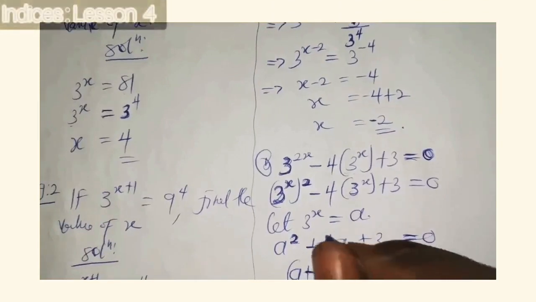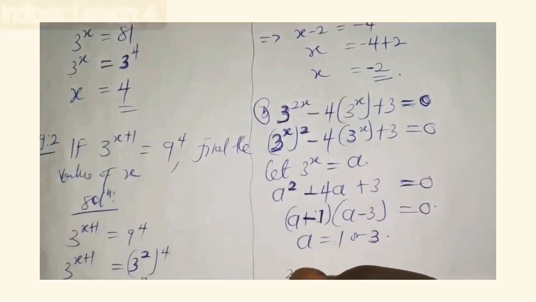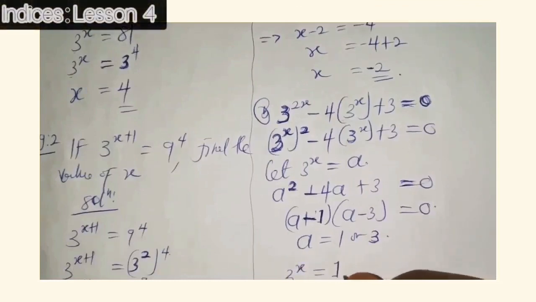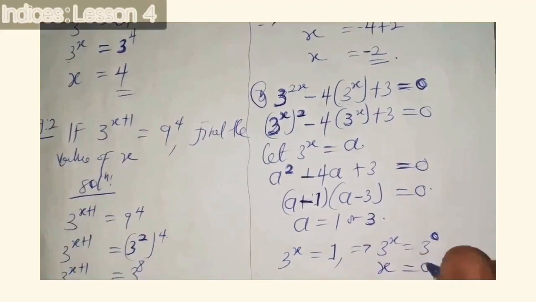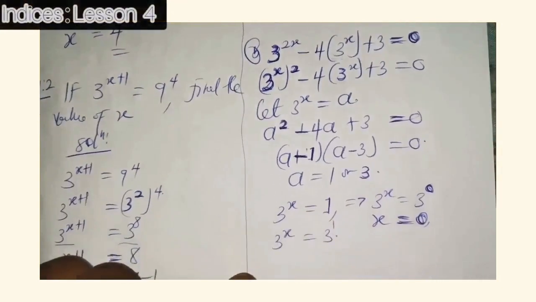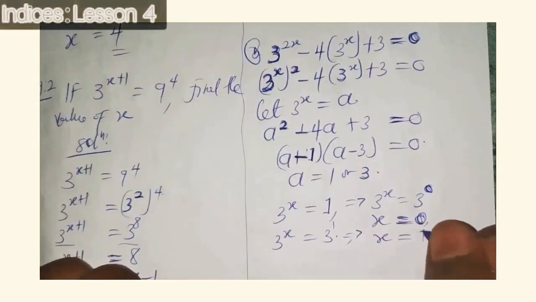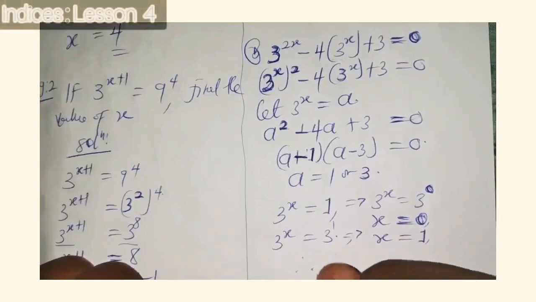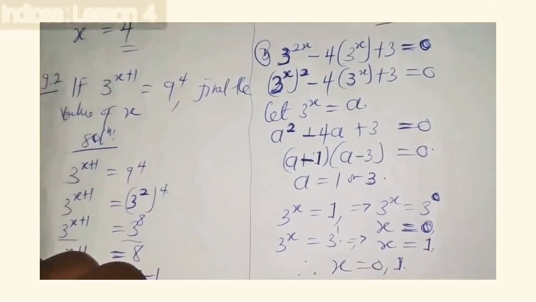But we said that 3 raised to the power x is equal to a. Since that is so, if I have 3 raised to the power x equal to 1, I can safely say that here I'm going to get 3 raised to the power x and here is also 3 raised to the power 0. If you remember, a non-zero number raised to the power 0 is 1. So I can say x is equal to 0 as my first x. Then 3 raised to the power x is equal to 3, which has an exponent of 1. Now they have equal bases, so x is also equal to 1. So roughly we can say that x is equal to 0, 1 for the b part.